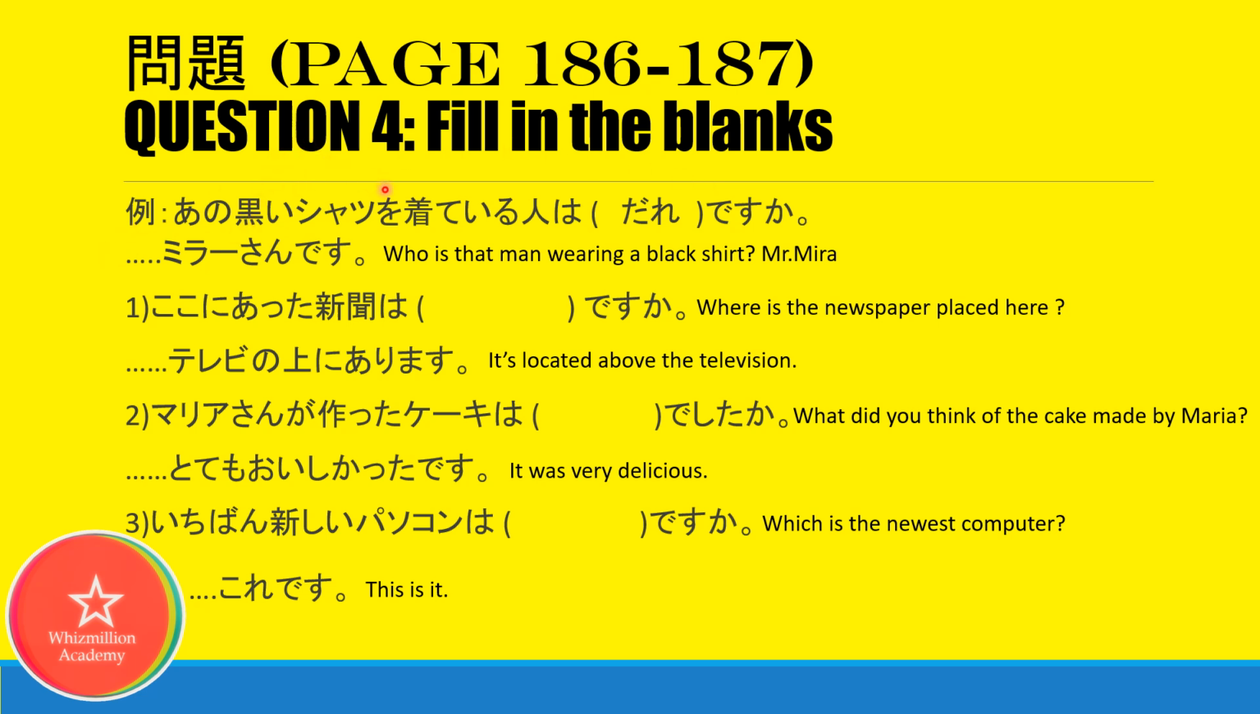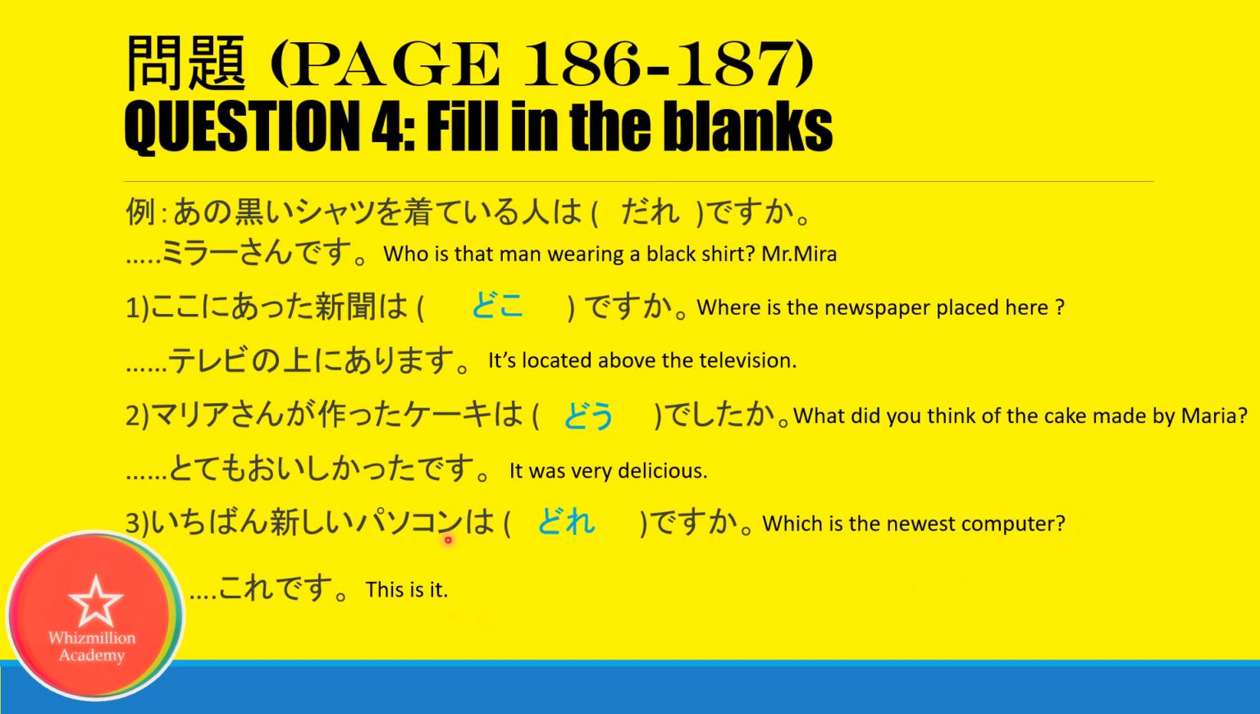あの黒いシャツを着ている人は誰ですか? ミラさんです。Who is that man wearing a black shirt? Mr. Mira. Question 1. ここにあった新聞はどこですか? Where is the newspaper placed here? テレビの上にあります。It's located above the television. Question number 2. マリアさんが作ったケーキはどうでしたか? What did you think of the cake made by Maria? とても美味しかったです。It was very delicious. Question number 3. 一番新しいパソコンはどこですか? Which is the newest computer? これです。This is it.